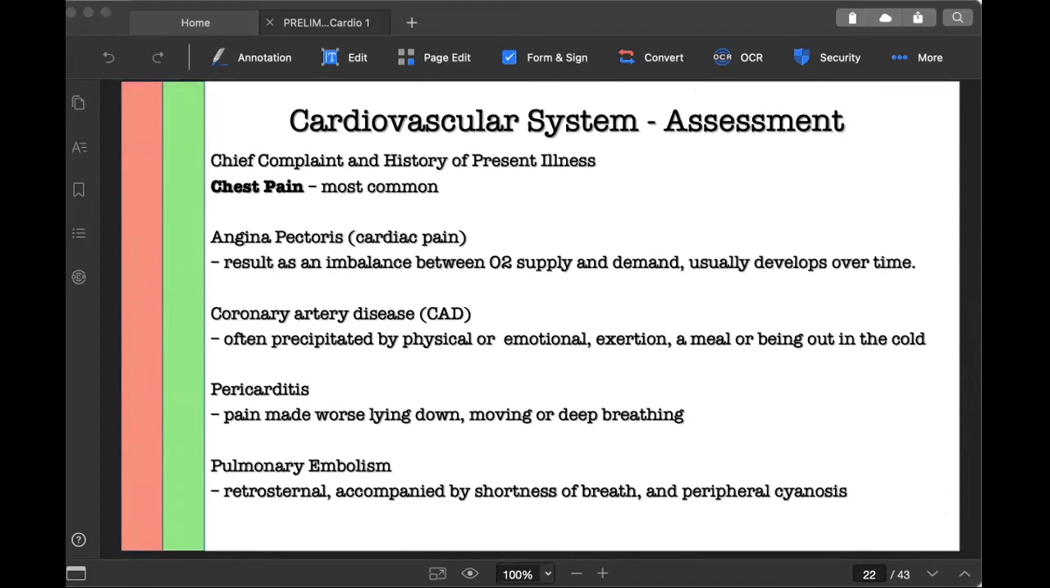In terms of your assessment, the most common one is of course chest pain, but we should know how to segregate or separate and distinguish the different kinds of chest pain. So we have your angina pectoris, your coronary artery disease or CAD, we have your pericarditis, and your pulmonary embolism. So your angina results from an imbalance between your oxygen supply and demand, and usually develops over time. While your CAD is often precipitated by physical or emotional exertion, a meal, or being out in the cold. While your pericarditis, we all know that itis means inflammation, has pain made worse lying down, moving, or deep breathing. And the last one is your pulmonary embolism. It is retrosternal, accompanied by SOB and peripheral cyanosis.